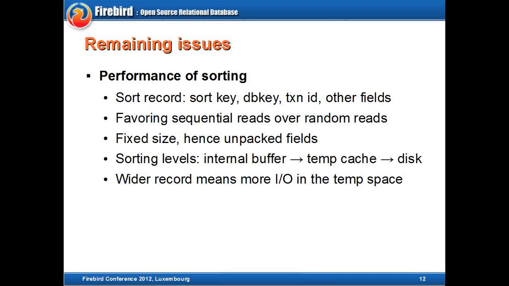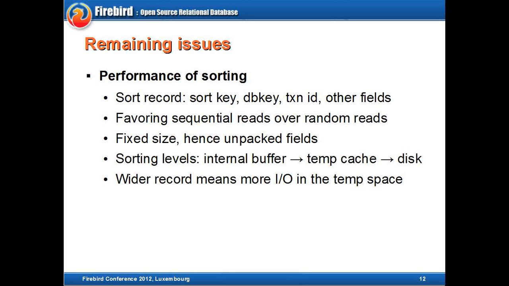We construct the sorting key. It's mostly about what you can find in the order by clause or the group by clause. Then the engine adds DB keys and transaction IDs of all the active records involved in the sorting. If you join 3 or 5 tables, it will be 3 or 5 DB keys and record IDs. And then to the sort record, the engine adds all the fields that were referenced in your query.